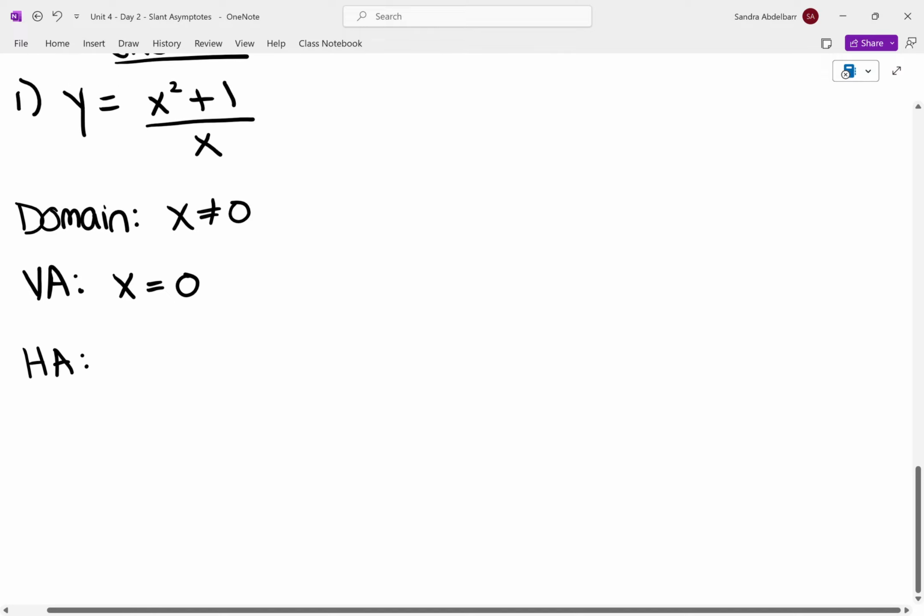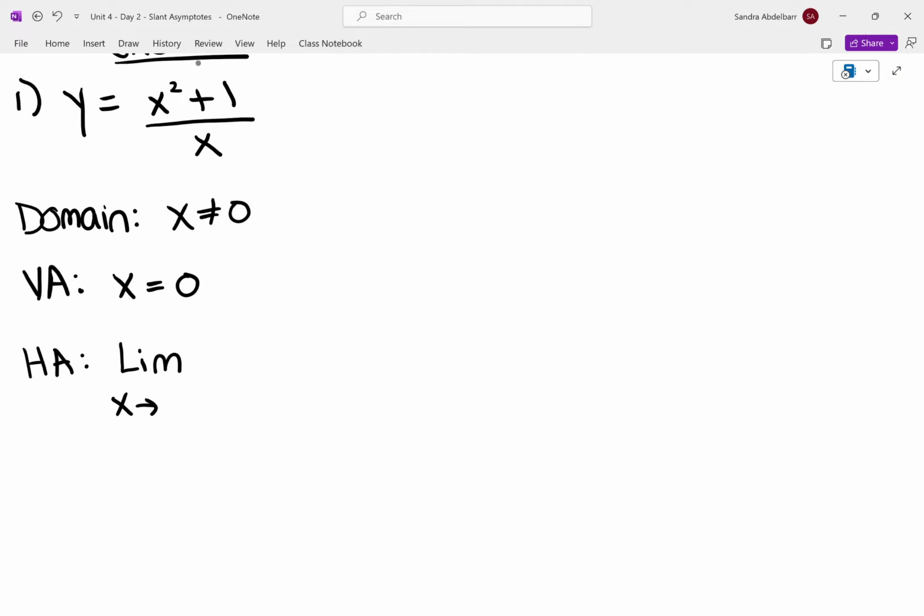Okay, so we talked about the vertical asymptote. Let's see if there's a horizontal asymptote. So now we're going to check the horizontal asymptote by taking the limit as x approaches plus or minus infinity of (x squared plus 1) over x. Since it's the limit to infinity, we're going to take the most influential term on top over the most influential term on the bottom. Now we will simplify this.